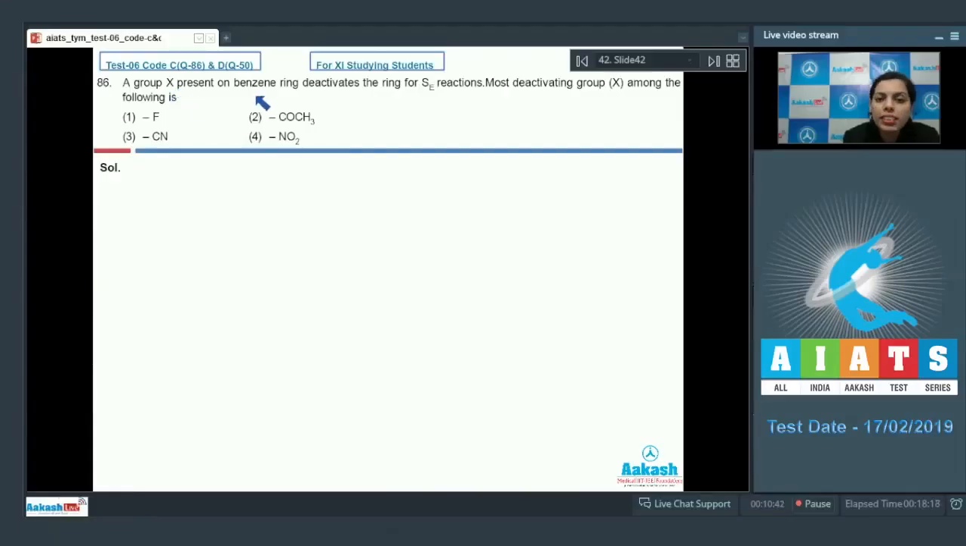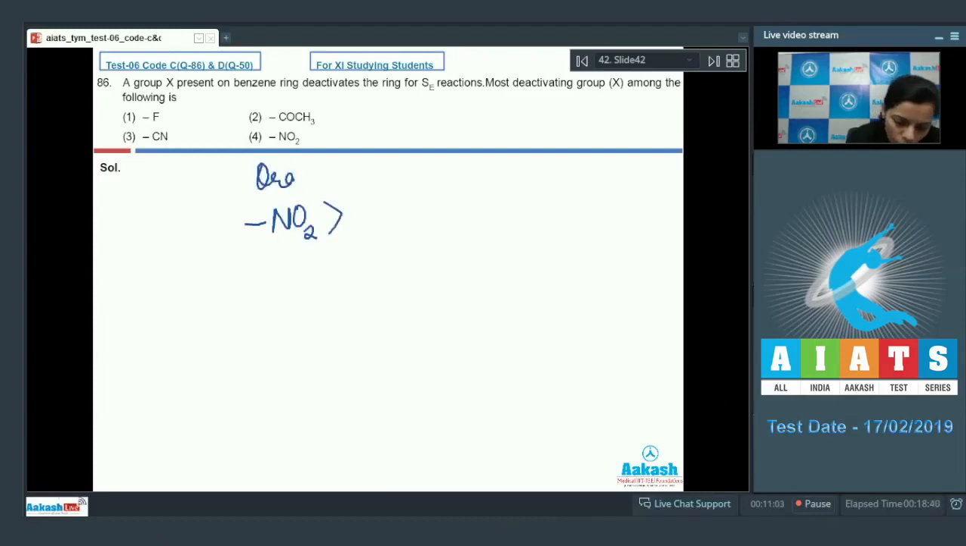A group X present on benzene ring deactivates the ring for SE reactions. Most deactivating group among the following is directive influence of substituent. On that concept this question is based. And if we talk about the deactivating group, the most deactivating one is nitro group.